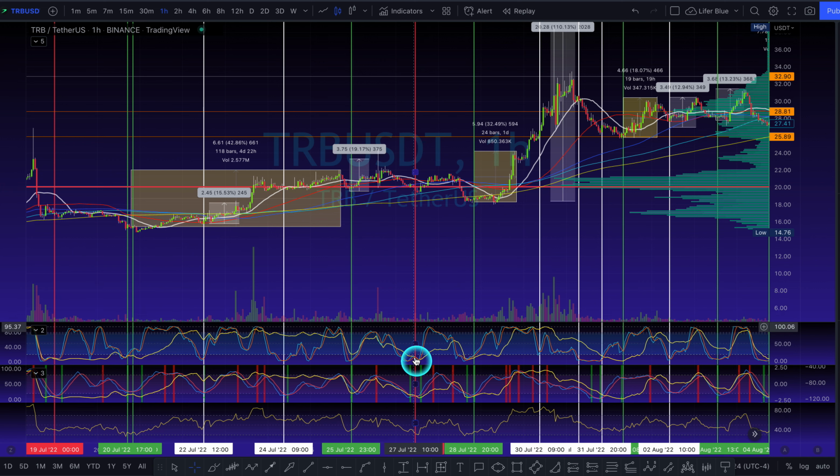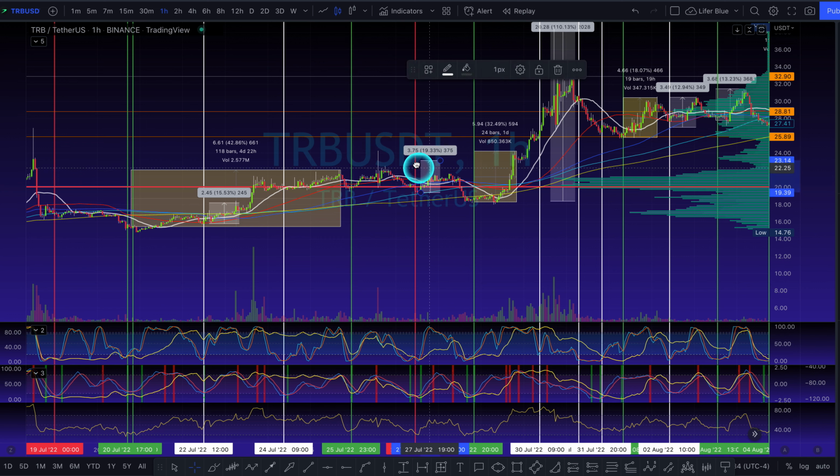Okay, because look, we got a pump, and the stochastic RSI pump, but that wasn't much. It was only like a 5% move, maybe, or something like that.